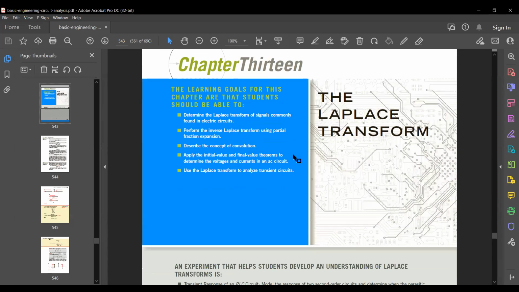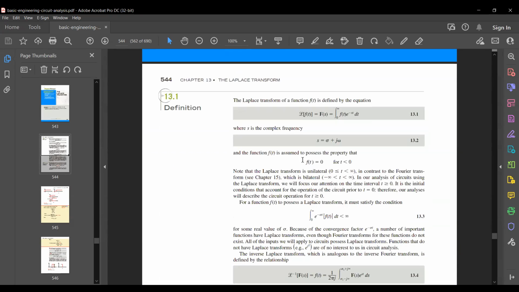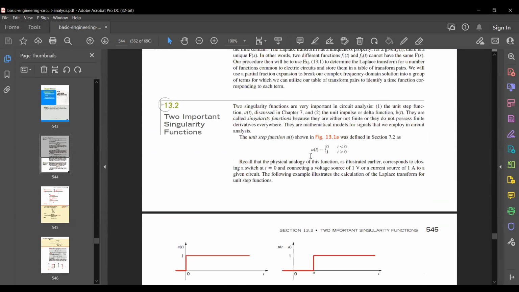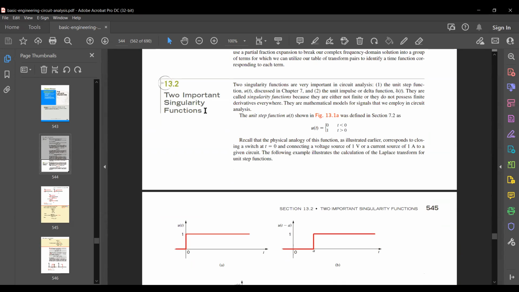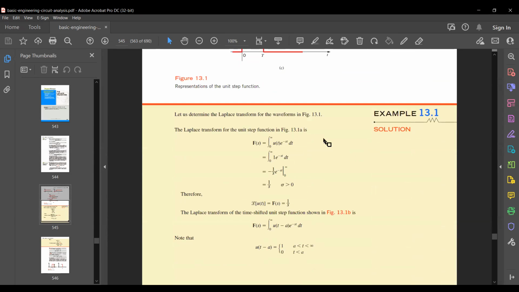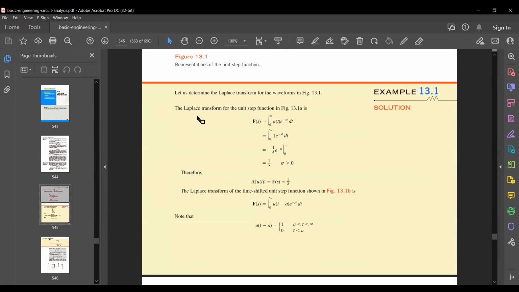Laplace is involved here. So we will check if our table of Laplace transforms is correct. These are the two important singularity functions I mentioned earlier, the unit step function, or u(t). Here we have the limits, for t greater than 0 and t less than 0. If s is greater than 0, then you will have the value in the complex frequency domain, that is 1 over s. So we have an example situated here.